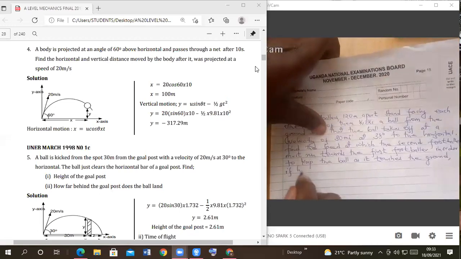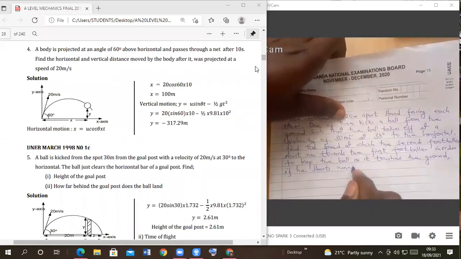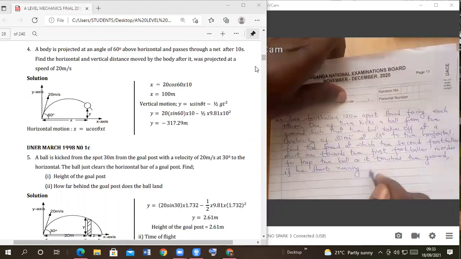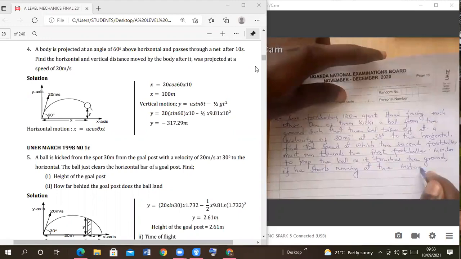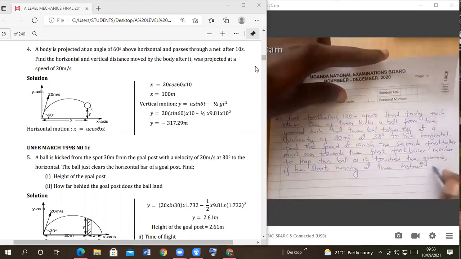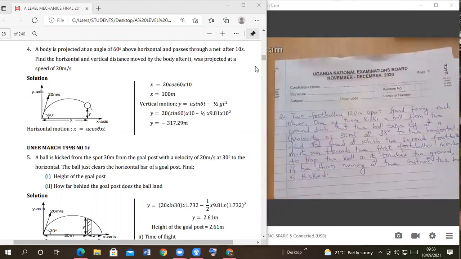If he starts running at the instant the ball is kicked. Full stop.